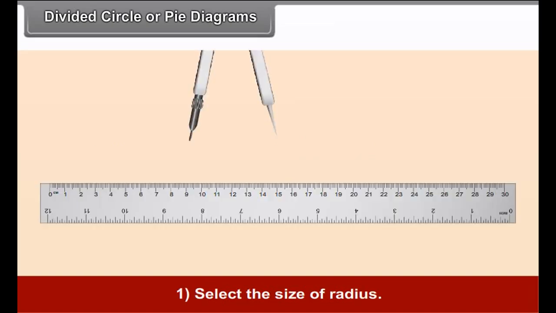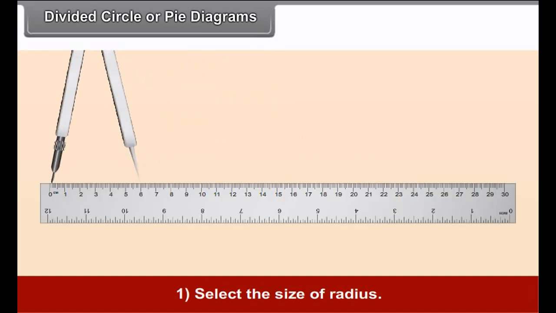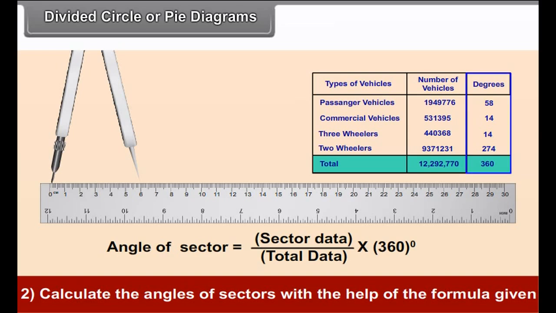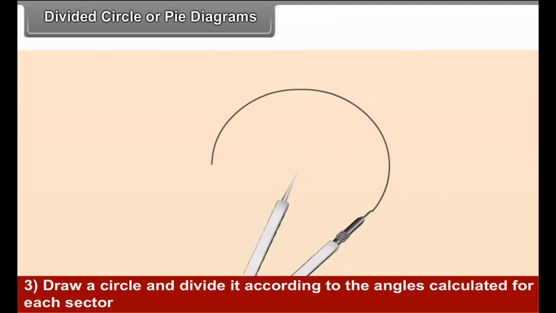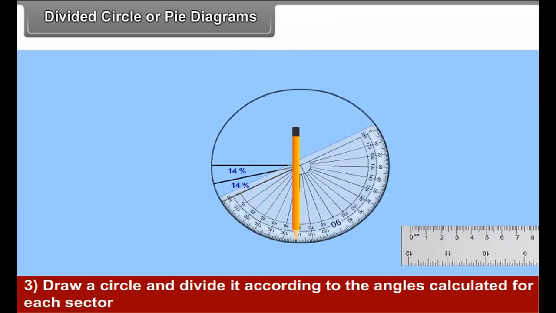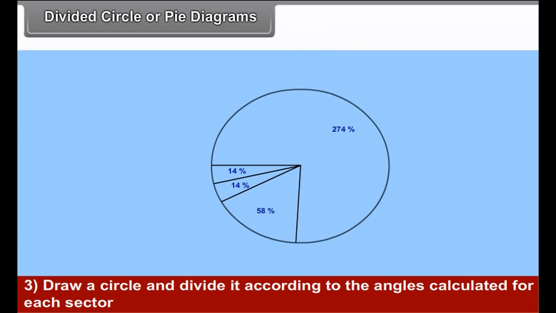9.6 Two-dimensional diagrams. Circle diagram, square diagram, divided rectangle diagram and pie diagram are two-dimensional diagrams. This year we are going to study only divided rectangle and divided circles, that is pie diagram.